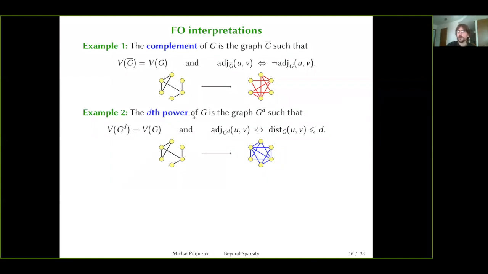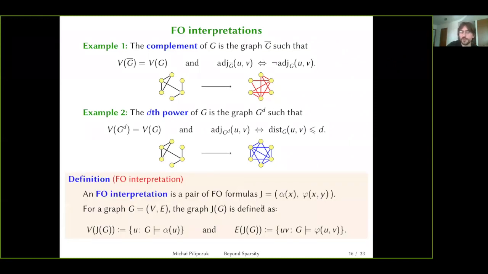So the d-th power of a graph G is the graph G to the d, which is a graph on the same vertex set where I put an edge if and only if two vertices were at distance at most d in the original graph. So for instance, this is a square of a graph on the left-hand side, because I'm putting in all the original edges plus all the edges between vertices at distance at most 2. So from these two examples, you can already probably deduce what an FO interpretation is.